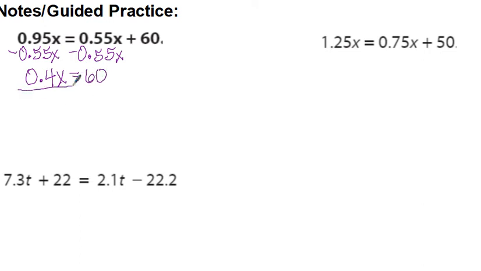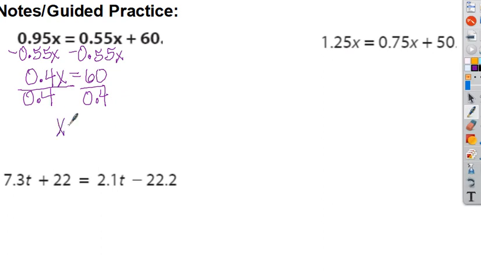Just like an integer, we're going to divide by 4 tenths because this is multiplication and the inverse is division. So I'm going to take 60 and divide it by 4 tenths. I used my calculator and I got x equals 150. And I'm done. So you can totally do it that way.